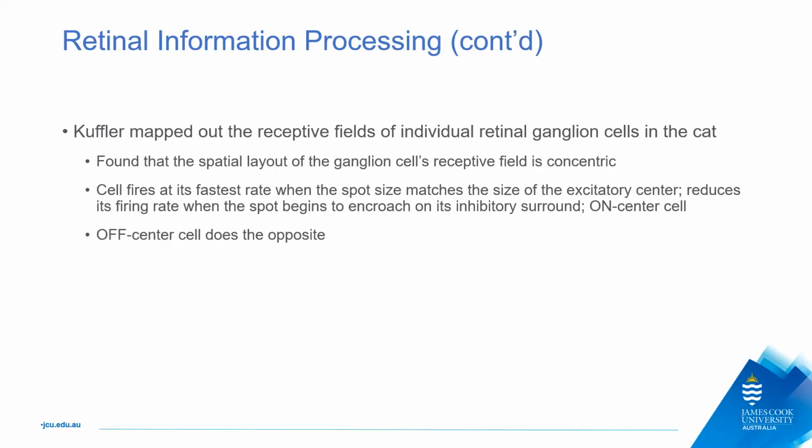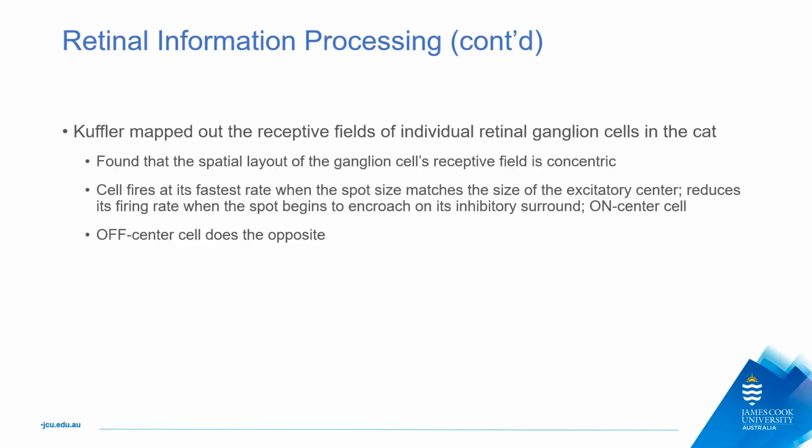So we had this person, I think he's German, the German scientist Kuffler. He mapped out the receptive fields of individual retinal ganglion cells in the cat, as I mentioned. And he found out that the spatial layout of the ganglion cell receptive field is concentric. Similarly for the bipolar cell. The circle is always the best shape.